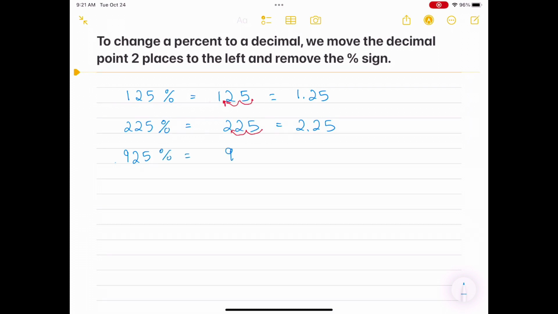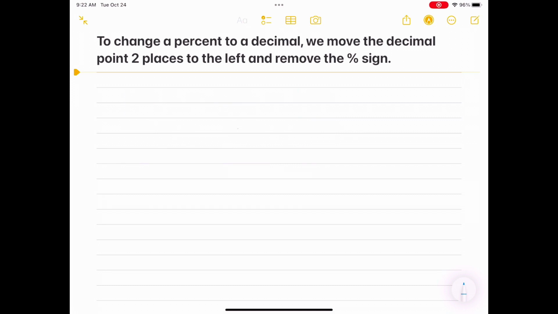925%, written as a decimal, we start with the number 925. The decimal starts behind the 5. Move the decimal point 2 places to the left to end with the decimal 9.25. 25.7%, written as a decimal, we start with the number 25.7 and we move that decimal point 2 places to the left to end with 0.257, or 257 thousandths.